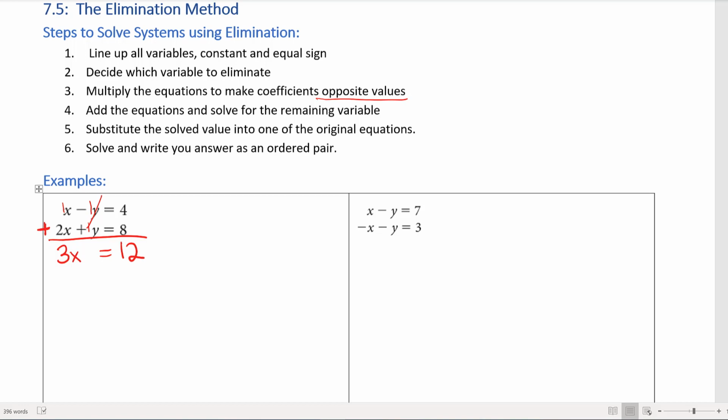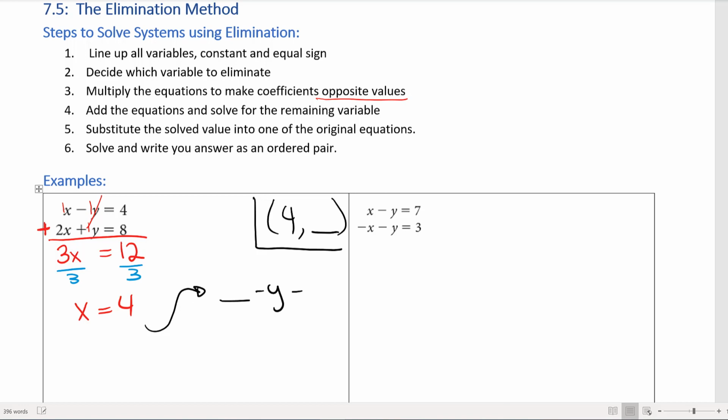Now that was really convenient for us that the positive y and negative y added to 0. But we are going to do some later on where you have to force that convenience to happen. Step 4 says also solve for the remaining variable. So when I divide both sides by 3, this gets me x is equal to 4, and I'm now essentially half done the problem because I have the x variable. I still need to figure out what the y variable is, so I have to plug this into one of the two equations. It doesn't really matter, so I'll use the first one.